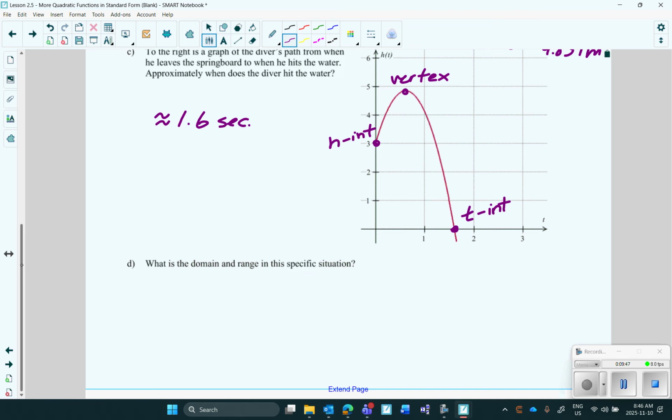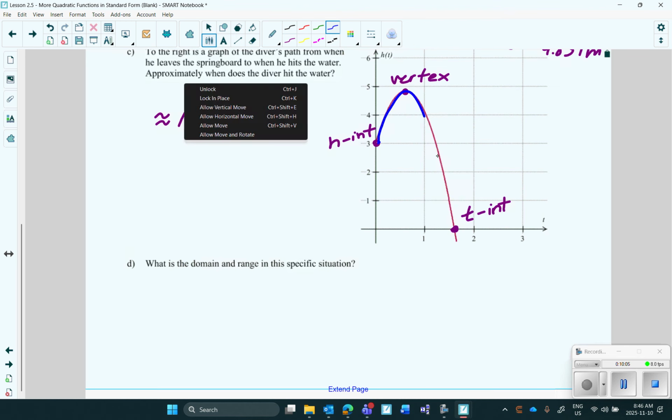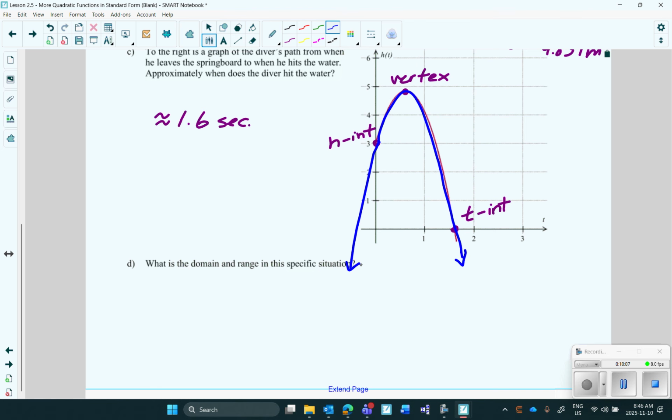Something else that we haven't talked too much about, we can also find the domain and range of this situation, but it would be a restricted domain. Normally in a parabola, you would say the domain is everything, negative infinity to positive infinity, and the range is negative infinity all the way up to the height of the dive. But this is a restricted situation. The start is here, and we'll assume the end is here. We won't count going below.